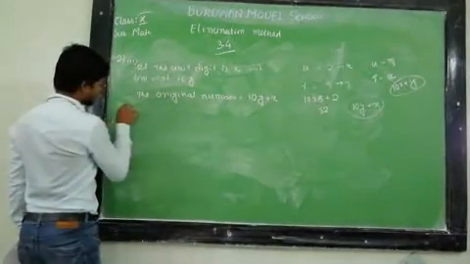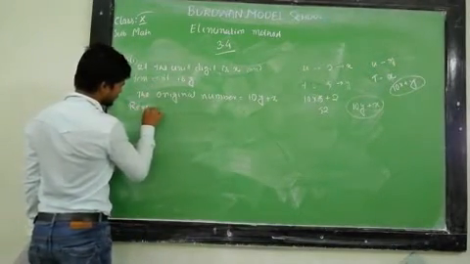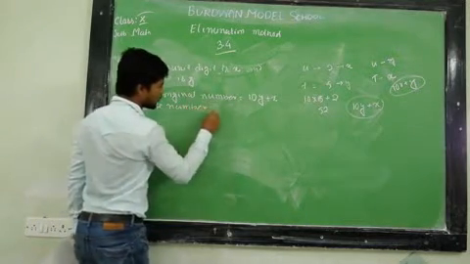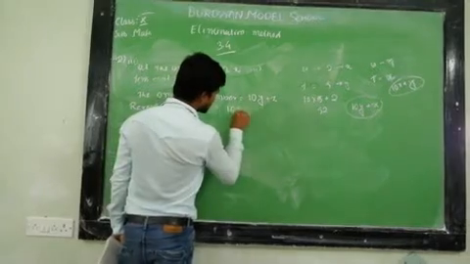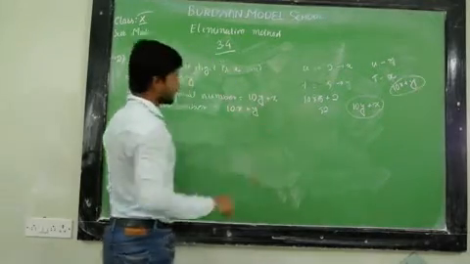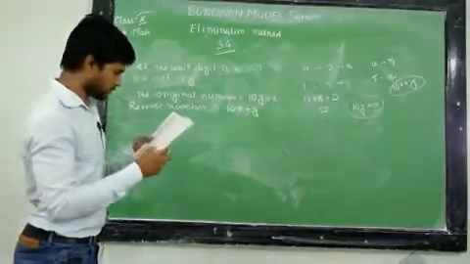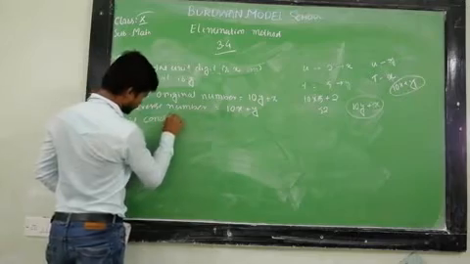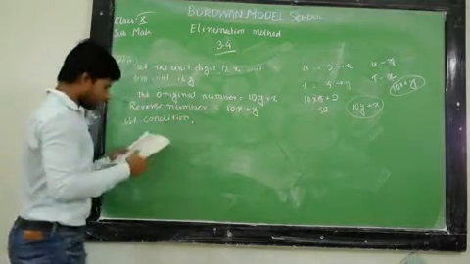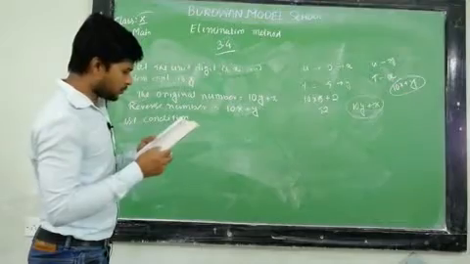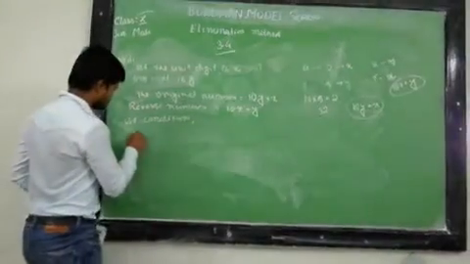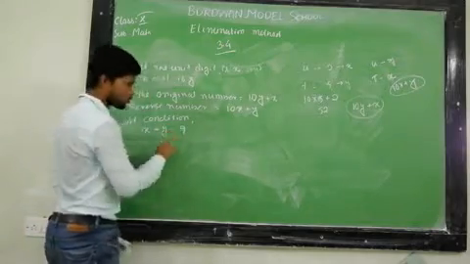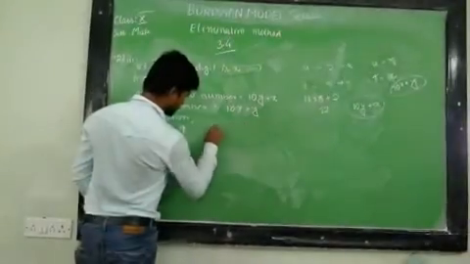So the reverse number will be 10x plus y. Now look at the conditions. The first condition: the sum of the digits is 9. So unit digit plus tens digit will be equal to 9. This is our equation number 1.